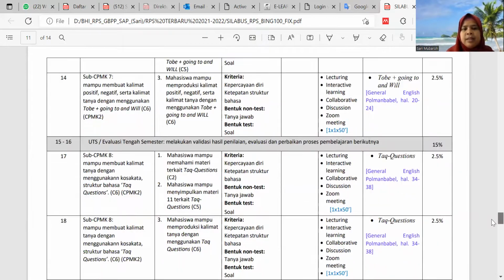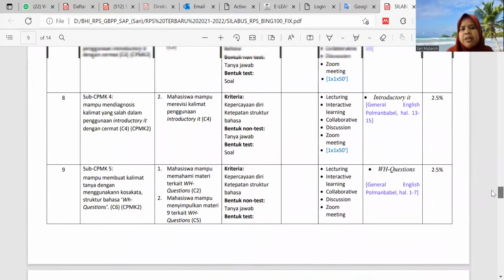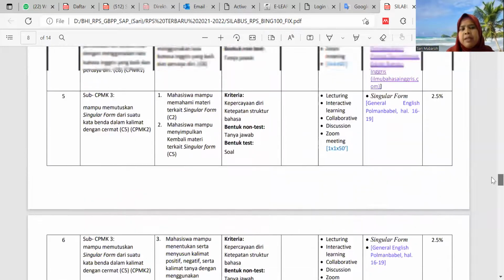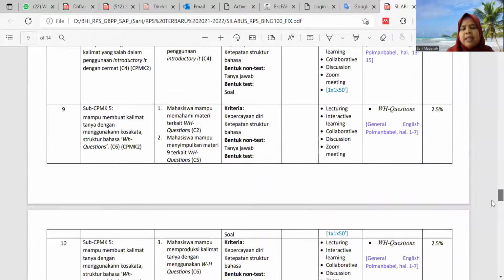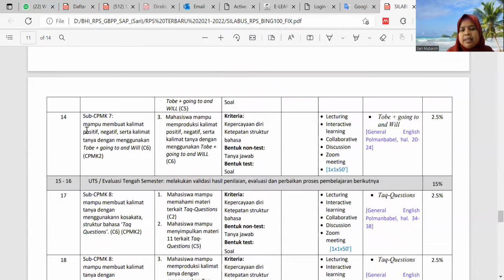I just show you our lesson plan, and you can open it again at home or in your class via e-learning. And I remind you, for the 8th meeting, it's about sessions 15 and 16, we are going to have a mid-test, and the mid-test covers the material delivered from the first meeting until the meeting before the test.